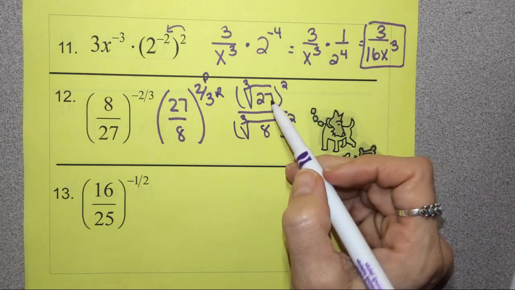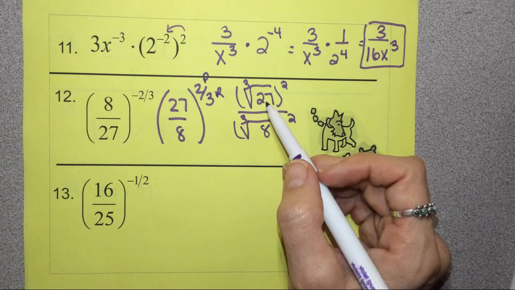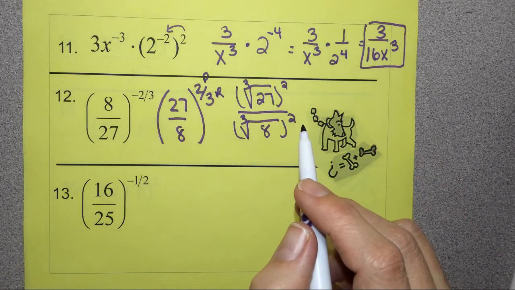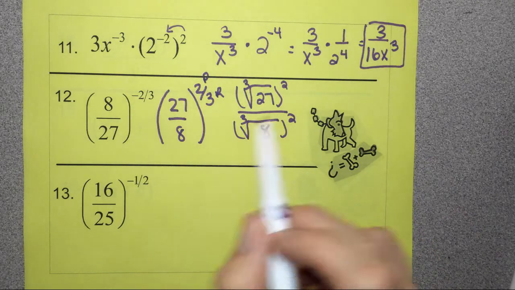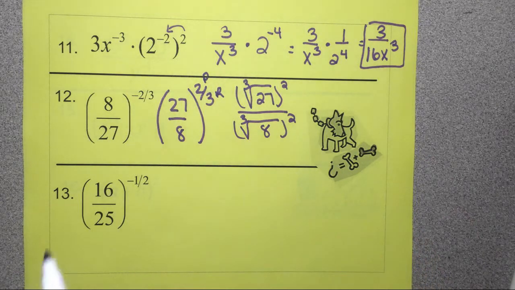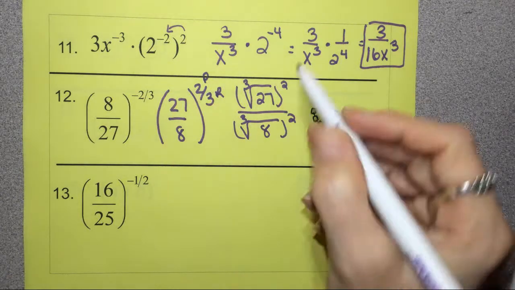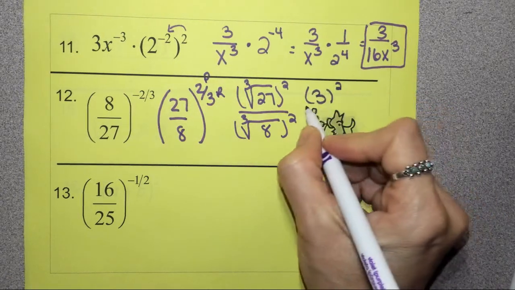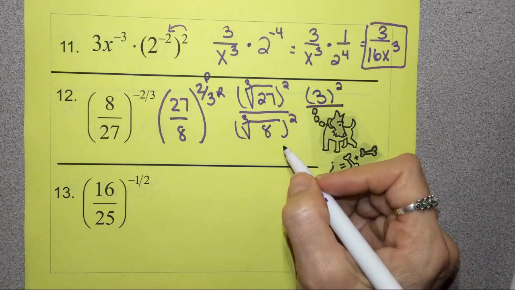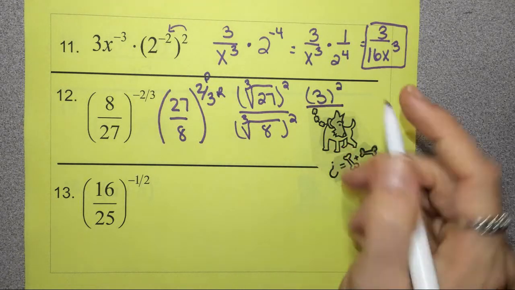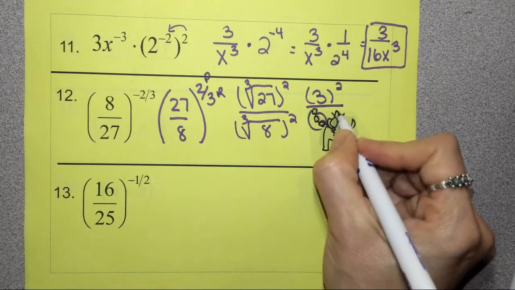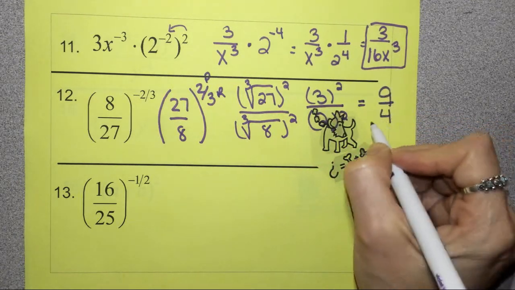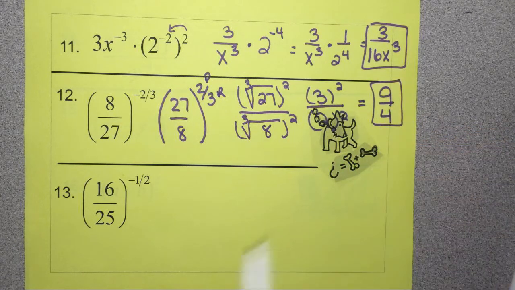So I'm thinking to myself, what number times itself 3 times is 27? 1 times 1 times 1 is 1, not it. 2 times 2 times 2 is 8, not it. 3 times 3 times 3 is 27. So the cube root of 27 is 3. And then I'm going to do the cube root of 8. 1 times 1 times 1, not it. 2 times 2 times 2, that's it. So I have 2. Now I just have to square them both, and I get 9 over 4.